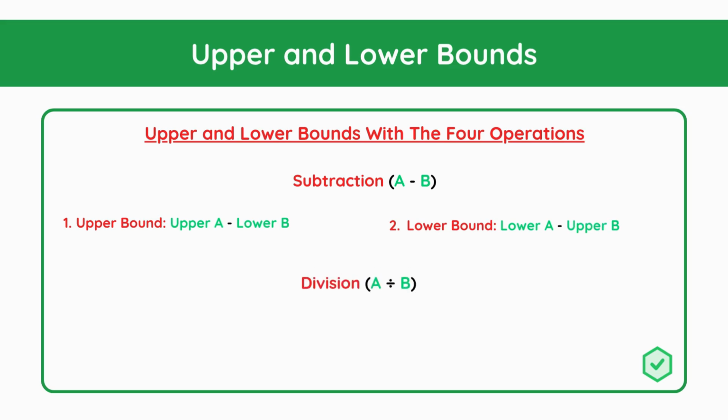For division, if we have a over b. To find the upper bound of a divided by b, we take the upper bound of a and divide it by the lower bound of b. To find the lower bound of a divided by b, we take the lower bound of a and divide it by the upper bound of b.